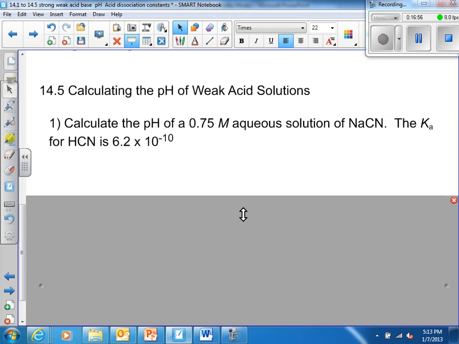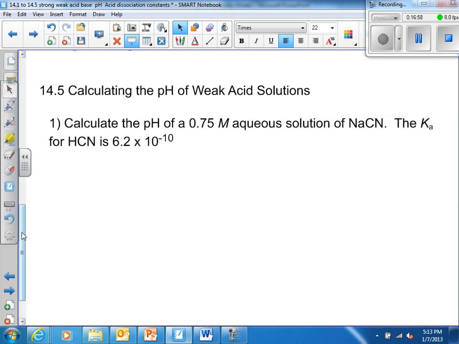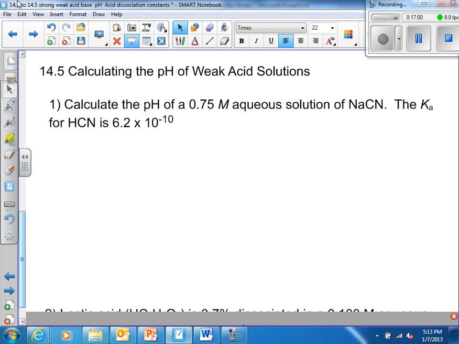Okay, we're getting to the end here. Calculating the pH of weak acid solutions. Here we need to use our handy-dandy ICE boxes, and I'm going to work this out and talk through it. First, you need to figure out what your reaction is.